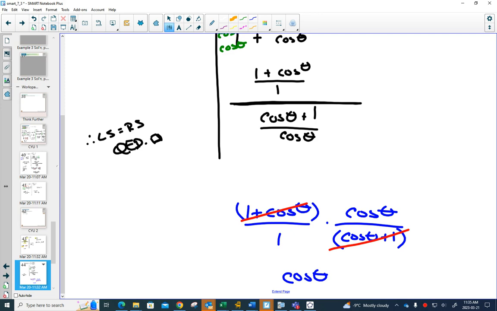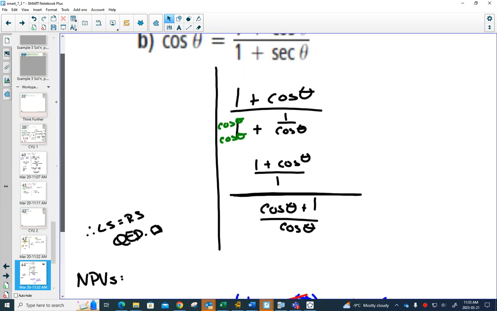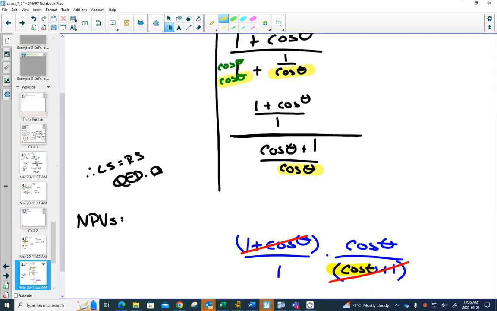As far as non-permissible values go, we need to check our entire proof for all the places we're dividing. I'm going to take out my highlighter. Dividing by cos here, and dividing by cos here, dividing by cos there. Don't have to highlight the one. Oh, but here I'm dividing by cos theta plus 1. So I need to highlight that one as well.